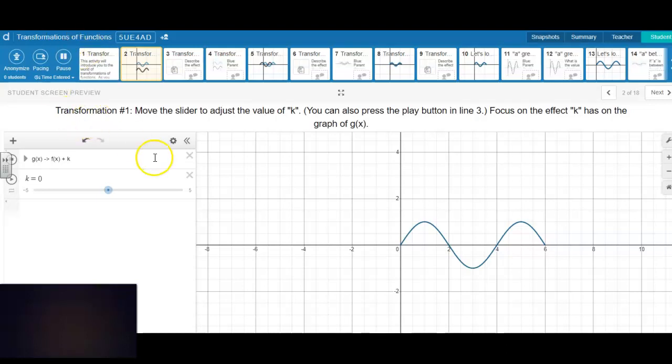When we have a function like this one, f of x, if we add a number to the end of the equation, it's going to go up. And if we subtract a number from the equation, it's going to go down. That's what this is telling you. That's called a vertical shift.